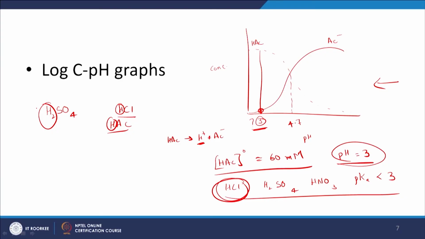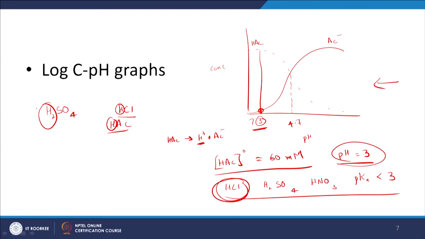Earlier we added HCl or HAc, and they were both monoprotic acids, only one proton. But the key here is that H2SO4 can give out how many now? 2 protons. So how will this speciation change? Let's look at that. What are the species going to be in this case? H2SO4, HSO4 minus, SO4 2 minus, and H plus and OH minus, and I am choosing H plus and SO4 2 minus as my components.